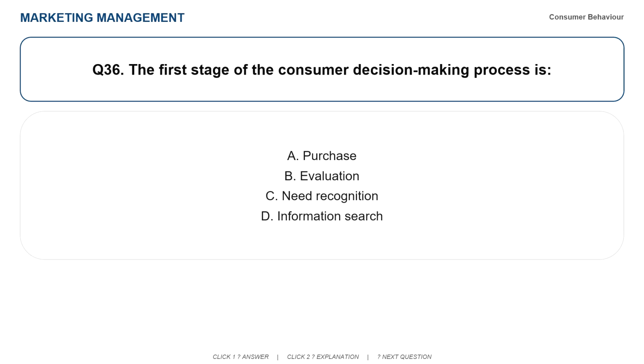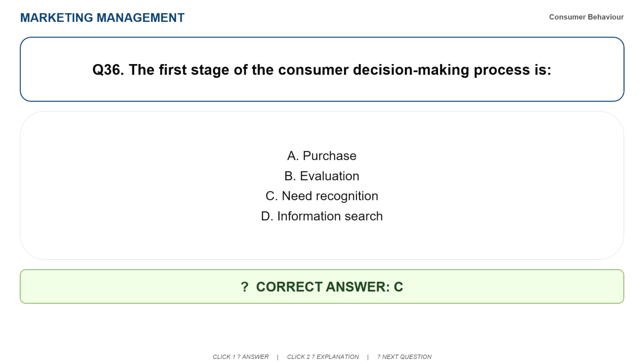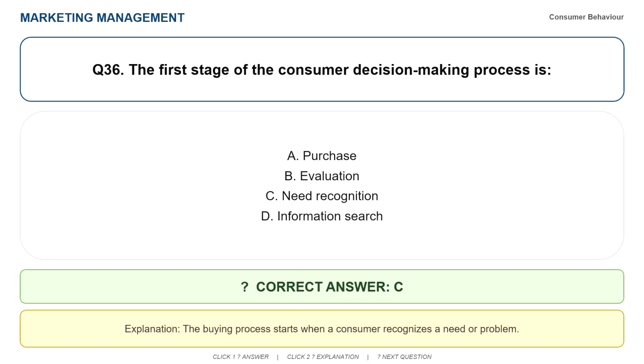Question 36. The first stage of the consumer decision-making process is: Option A, purchase. Option B, evaluation. Option C, need recognition. Option D, information search. The correct answer is C. Explanation. The buying process starts when a consumer recognizes a need or problem.